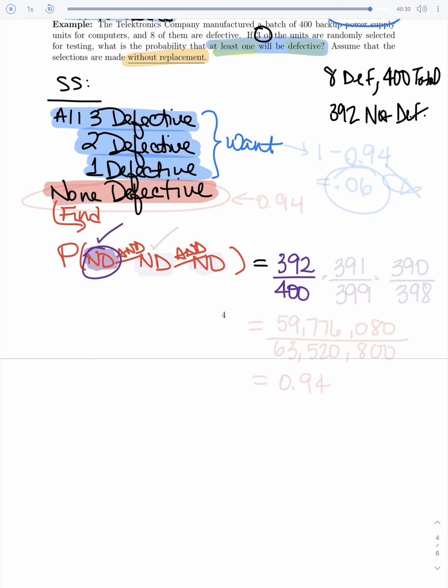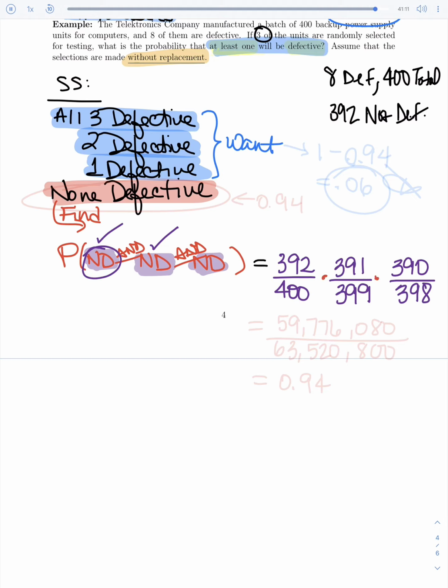Okay, that's done. Now I need to move on to my second item not being defective. Well, remember we said without replacement. So I selected 1. Now I'm down to 391 that are not defective out of only 399 units now. Now I've selected 2 now, so I can go ahead and check that one off. Now I'm wondering about my third one. Now for my third one, I'm down to only 390 out of the 398 units that are left. Remember that I am multiplying as I go along.